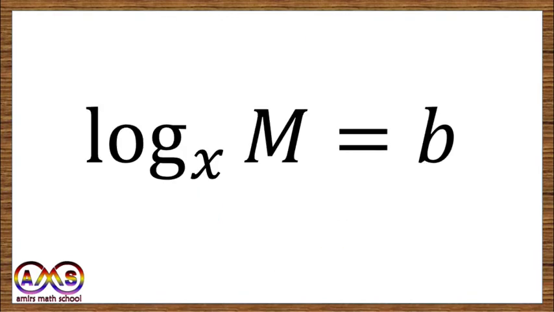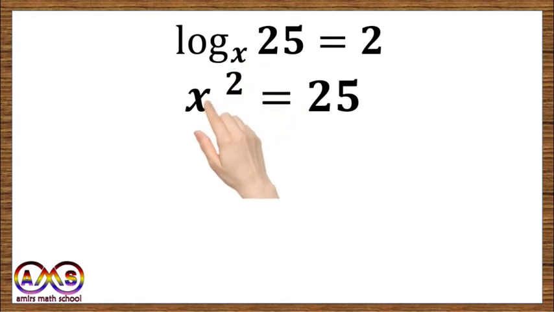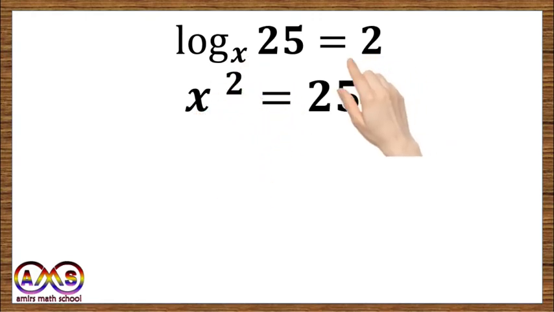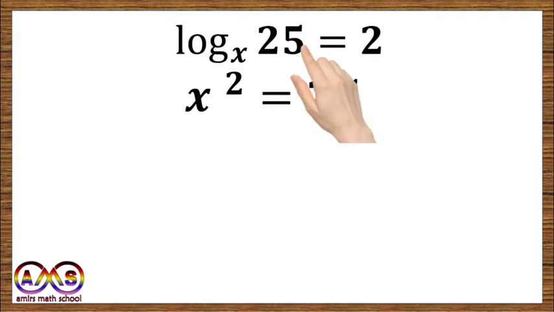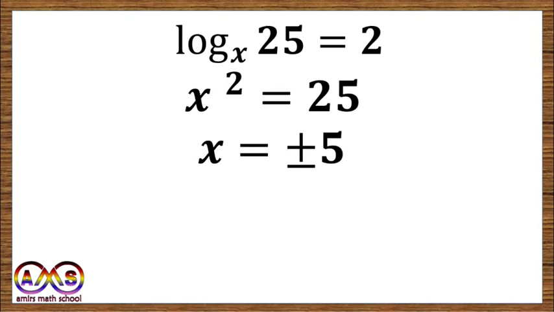Next one, the unknown value is here as a base of logarithm. In this case, let's see one example. Log x base 25 equal to 2. What is the value of x? So, if we convert this logarithmic equation into the exponential equation, we can write x square equal to 25. How? This base x is here, this 2 as a power of this x, and this 25 is here. After solving, we get x equal to plus minus 5.